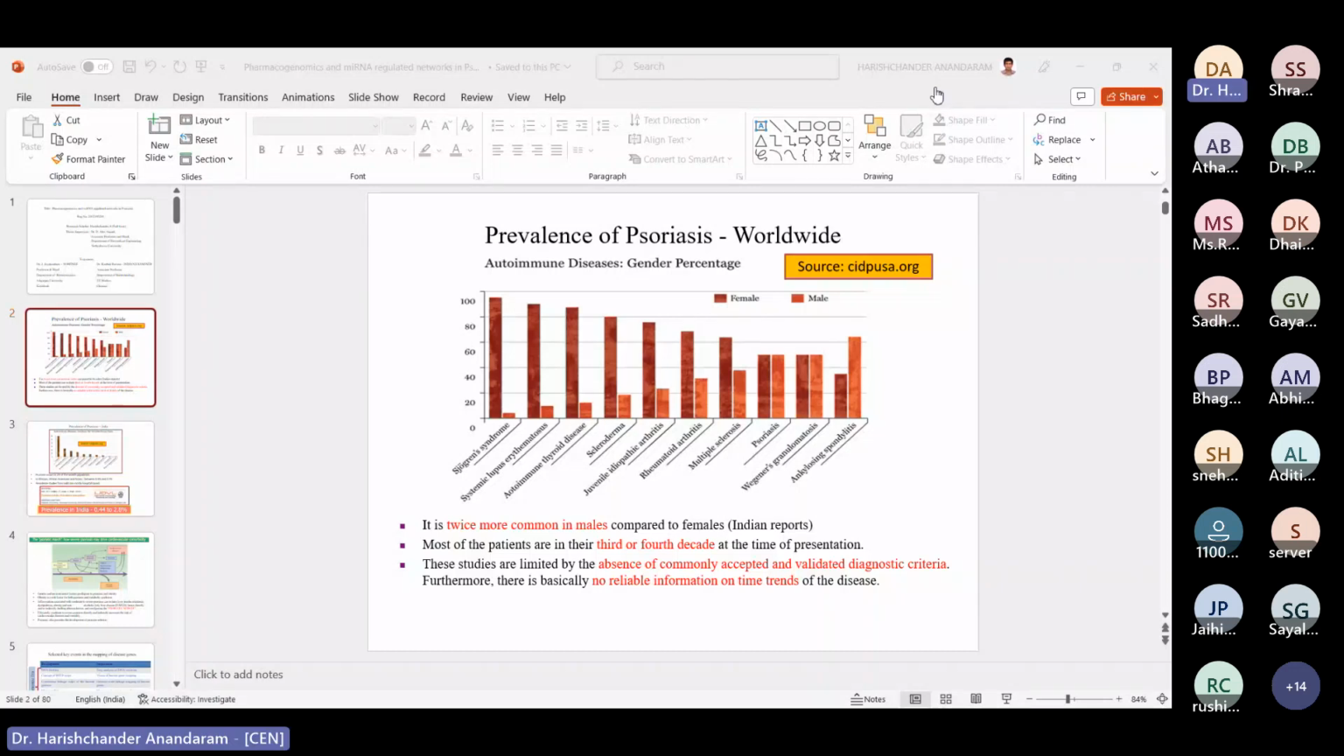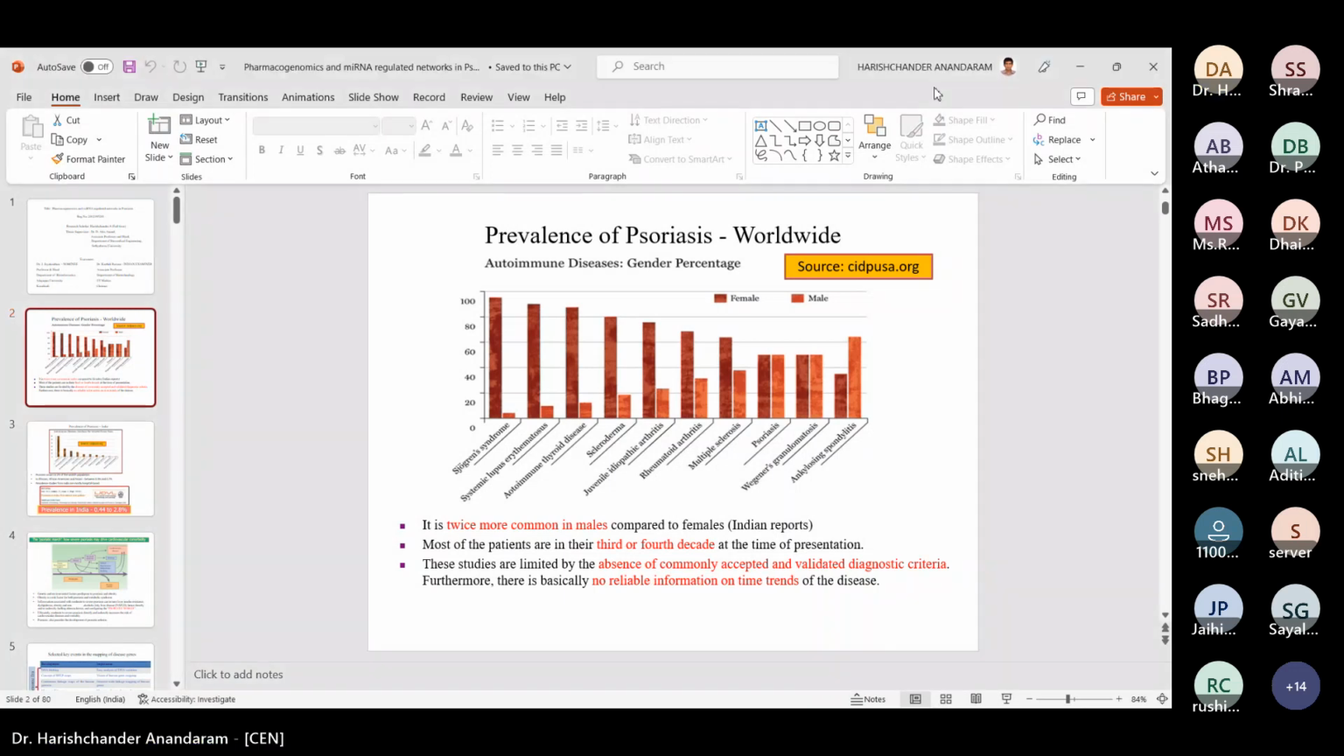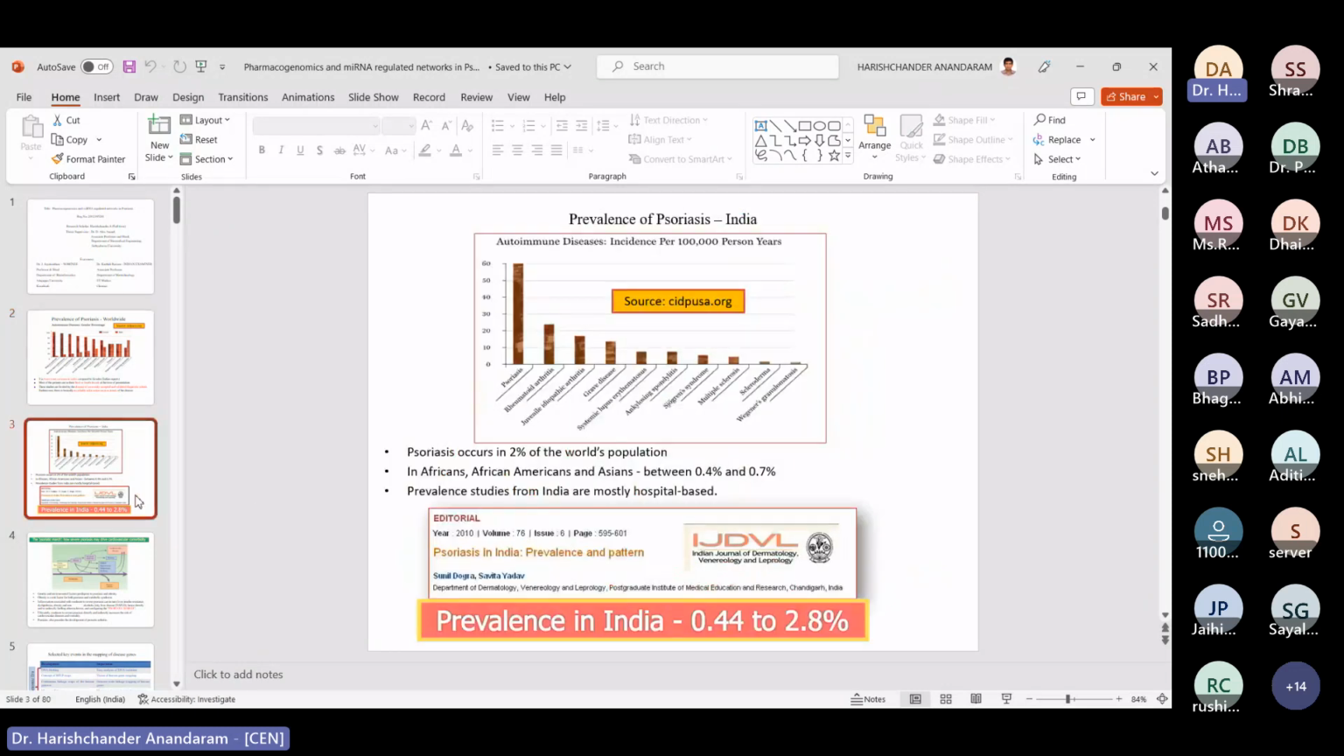So going a little deeper, based on the alternative pathways and the related information, is a part of this study. And in India, from various hospitals, the rate has increased from 0.44 to 2.8%. The epidemiology journal also says the same fact.